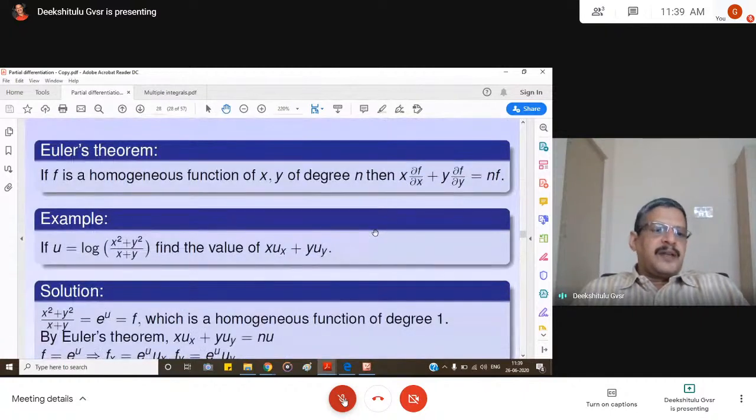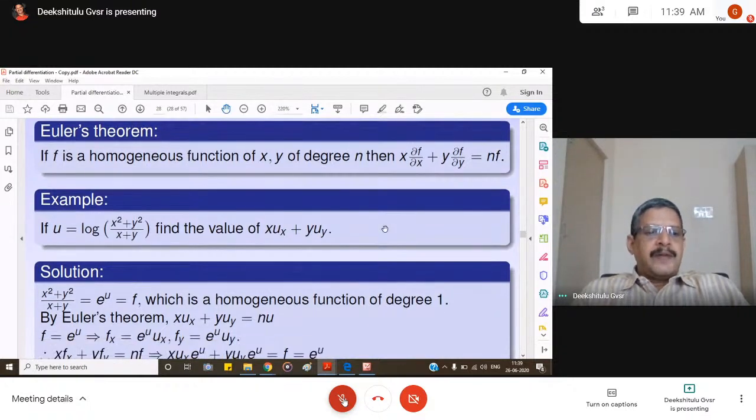Then we have an important theorem here, what we call Euler's theorem. If f is a homogeneous function of x and y of degree n, then x dou f by dou x plus y dou f by dou y is equal to n into f. This is a very, very important theorem. Straight questions may be asked on this. For example, u is equal to log of x square plus y square by x plus y. Find x dou u by dou x plus y dou u by dou y. Clearly, this is equal to n into f.